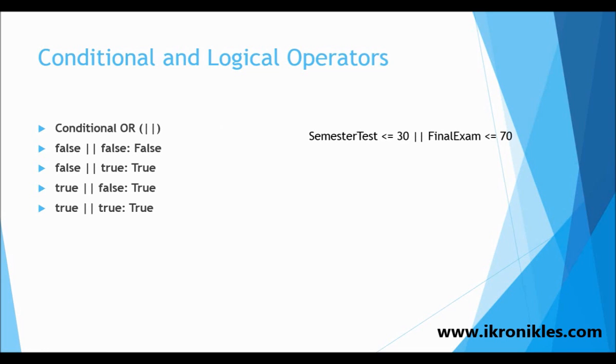For the conditional OR operator, one condition must be met out of the two. For instance, if the final exam is less than or equal to 70, or the semester test is greater than 30, and one of these conditions is met, then the program will execute. Except when they are both false, that is when the program will not execute. That is what we call conditional OR.